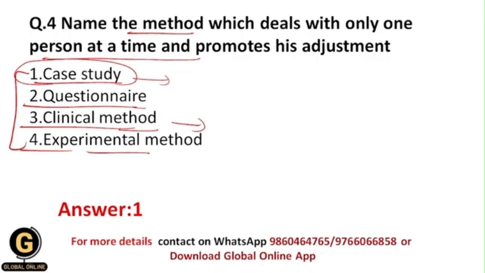Fine. And within the experimental method, the researcher can study the relationship between the variables, as well the researcher controls the variables in the experimental method, and here the researcher statistically tests the hypothesis. Okay, so lots of things can be done within the experimental method, but your correct answer over here is case study.